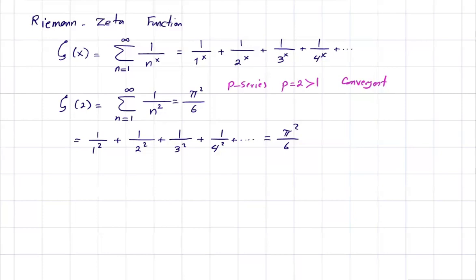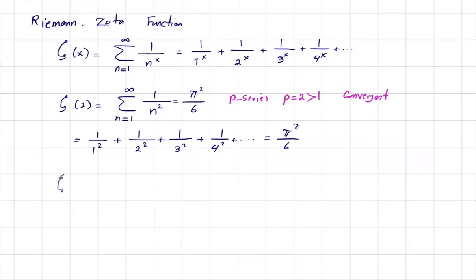And please note that this is basically a p-series. P is 2, more than 1, so you end up with a convergent series. We have another interesting case, zeta of 4, which is the summation of 1 divided by n to the 4th, where n starts from 1 and goes to infinity. This summation is equal to pi to the 4 over 90.